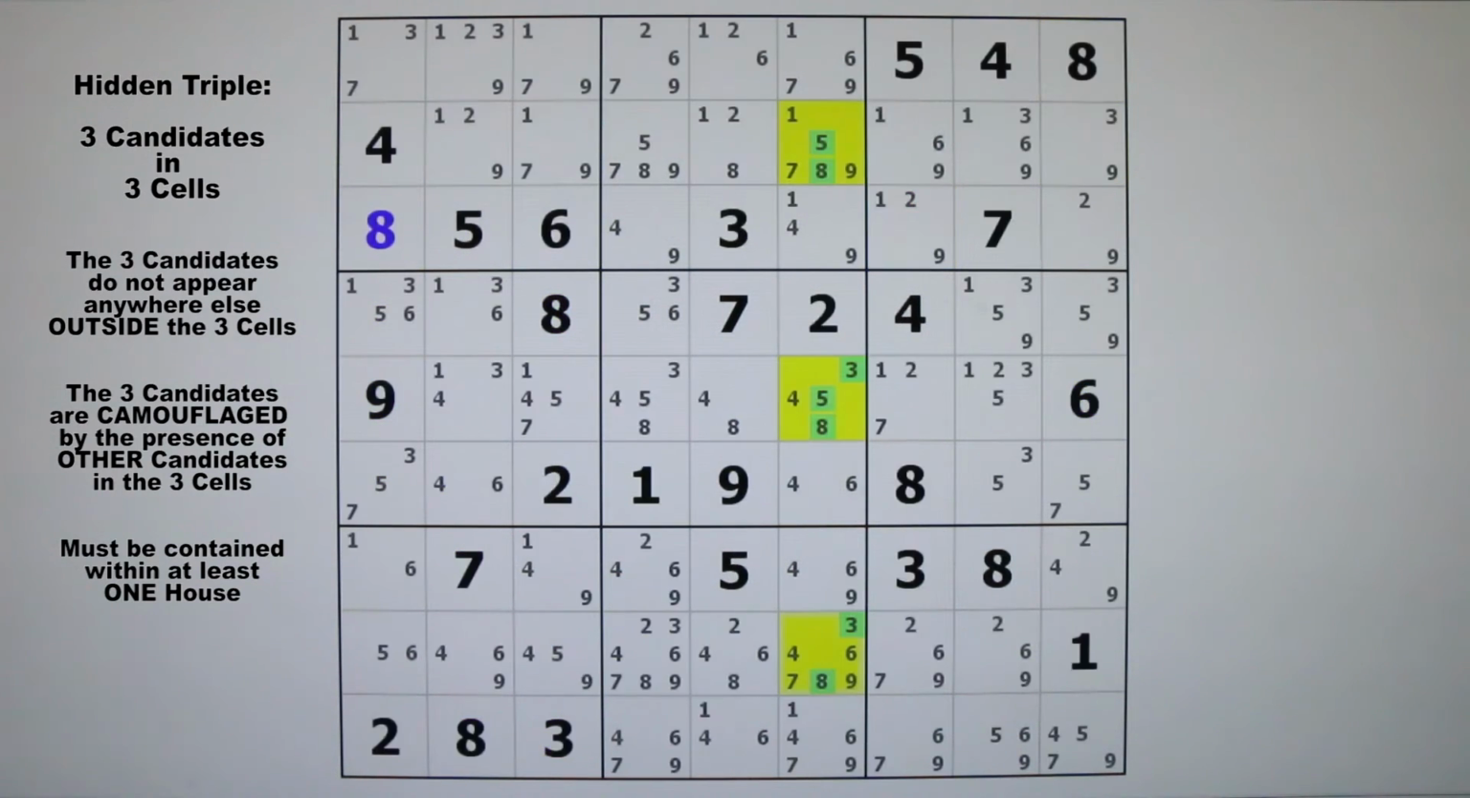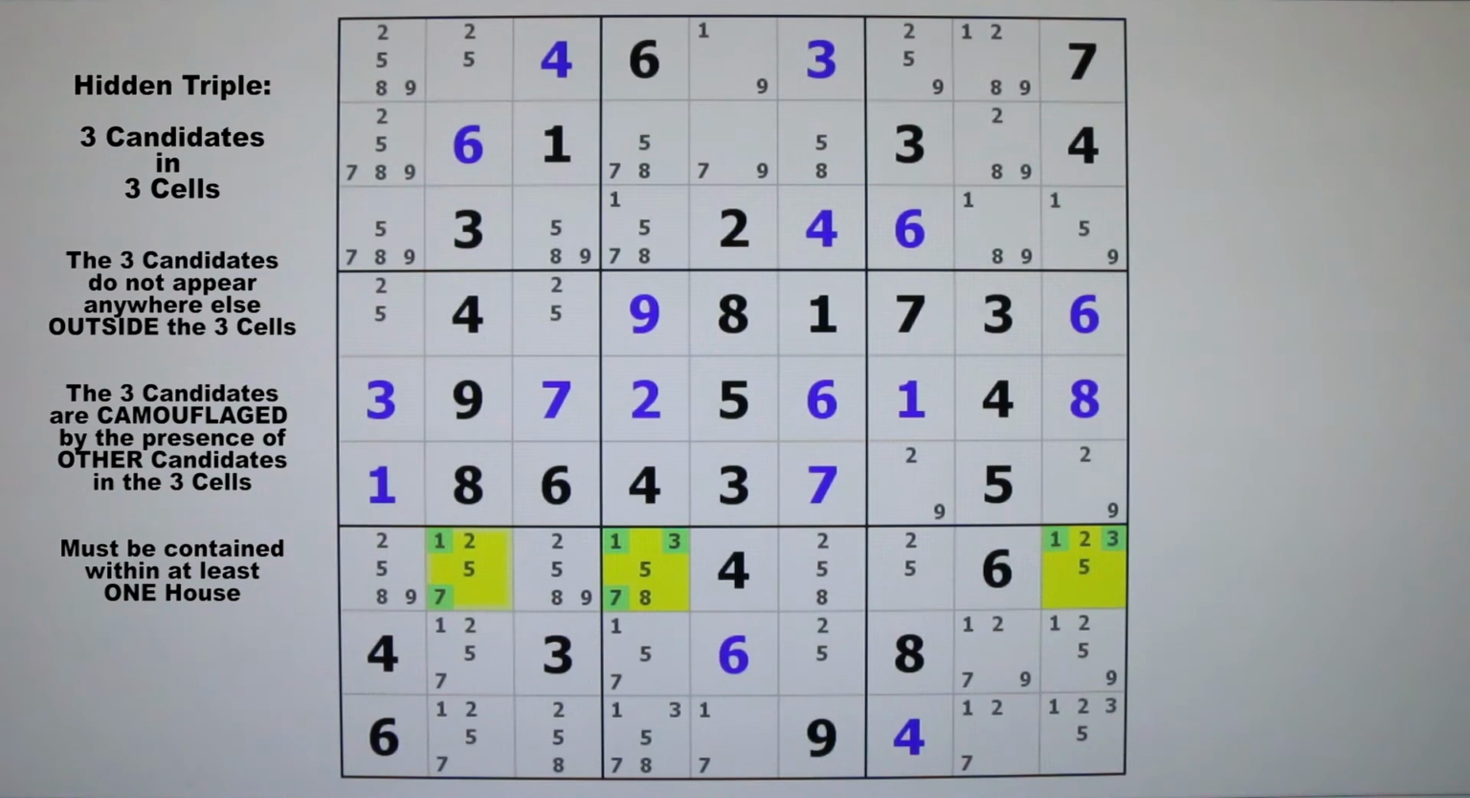All right, next one. In column 6, we have 3, 5, and 8. So we can eliminate the 1, the 7, and the 9. We can eliminate that 4. We can eliminate 4, 7, 6, and 9. Understood? All right, next one. In row 7, we have 1, 7, and 3. So we can remove the 2, the 5, and the 8, and the 2 and the 5.